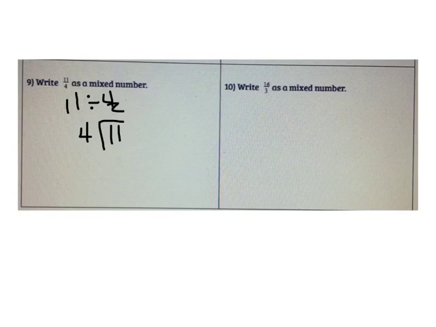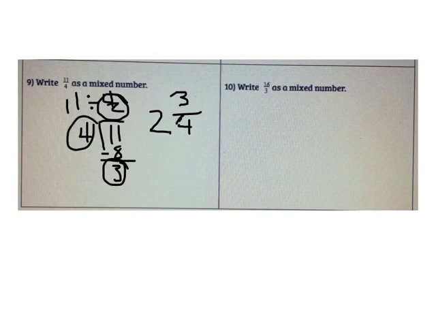What's 2 times 4? It's 8. So what's my remainder? It's 3. This means that I have 2 full groups of 4/4, or 2 wholes, with 3 left over out of 4. The answer is 2 3/4.